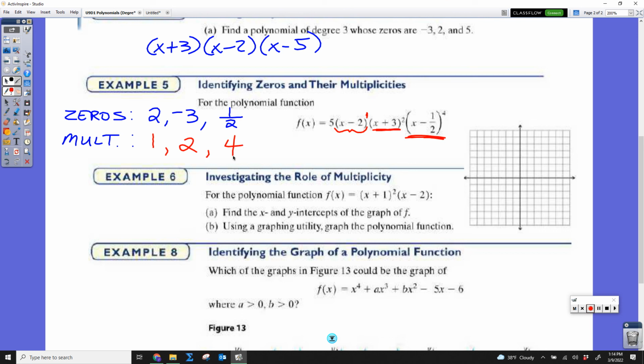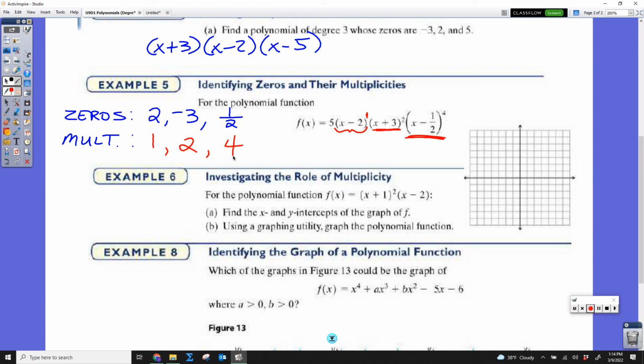Which basically just means this. If I took the x minus 1/2, for instance, to the 4th power, that's the same thing as multiplying x minus 1/2 times x minus 1/2 times x minus 1/2. We're doing that 4 times. That's what I call multiplicity. Just how many times are you multiplying it? Real simple concept, right? Now, here's what I want you to do.